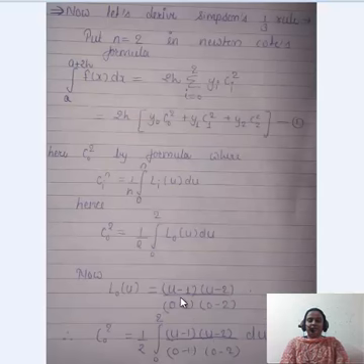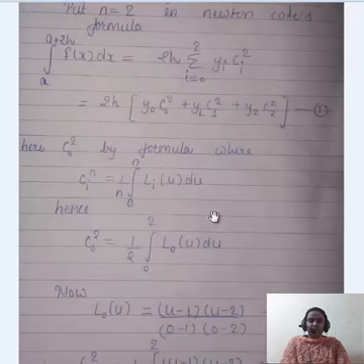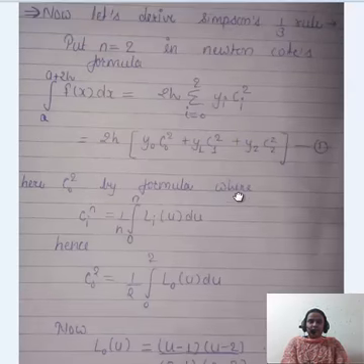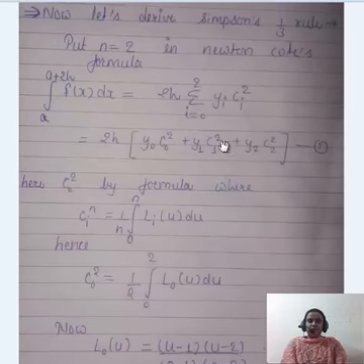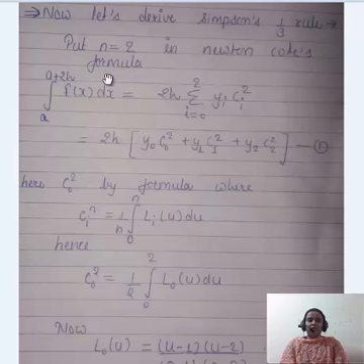Now let's derive Simpson's 1/3rd rule. Here we will put n equals 2 in the Newton-Cotes formula. So putting n equals 2, the integration of f(x) dx from a to a plus 2h is equal to 2h times the summation from i equals 0 to 2 of y_i c_i^2. Here we put n equals 2, that's why it becomes c_i^2.